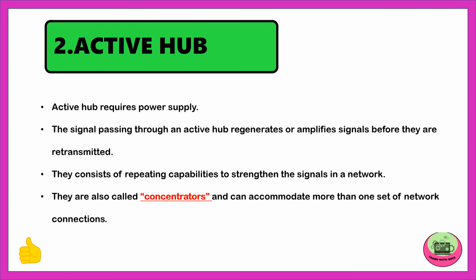Moving to the active hub, it requires a power supply, in contrast to the passive hub. The signal passing through an active hub is regenerated or amplified before it is retransmitted, whereas a passive hub is just a connector. They consist of repeating capabilities to strengthen the signals in a network, like a repeater. They are also called concentrators, a different name for the active hub, and can accommodate more than one set of network connections.